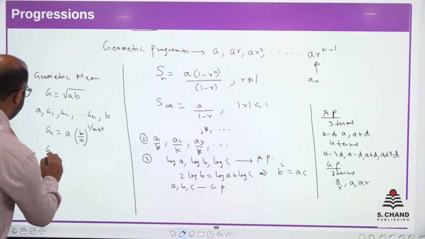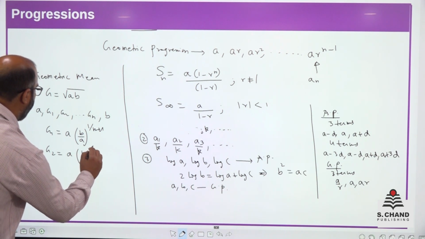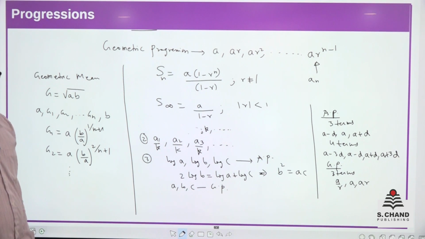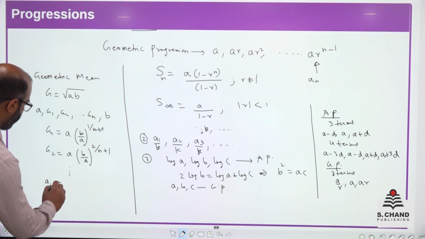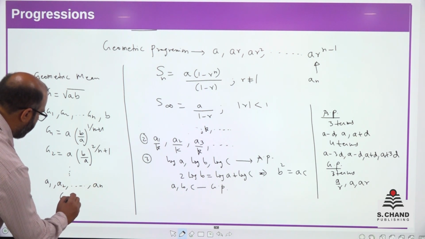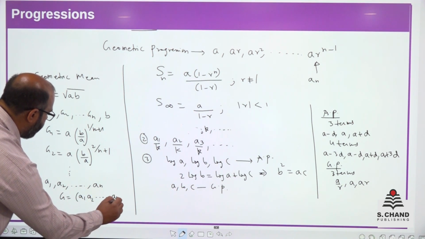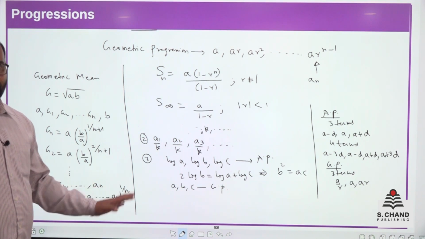I am not going into its derivation, you can see it in the book. G2 is equal to A into B by A to the power 2 by n plus 1. Similarly, other geometric means you can find. If you are interested in finding the geometric mean of n numbers, then how will you find it? That is a1, a2, so on till an, and take its nth root. This is the geometric mean of n numbers.